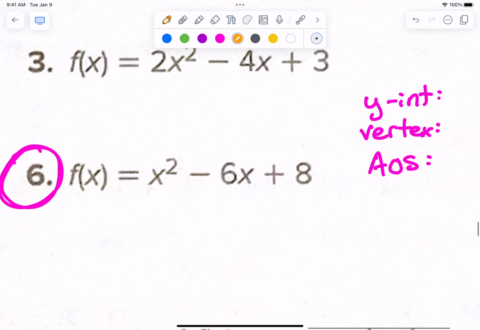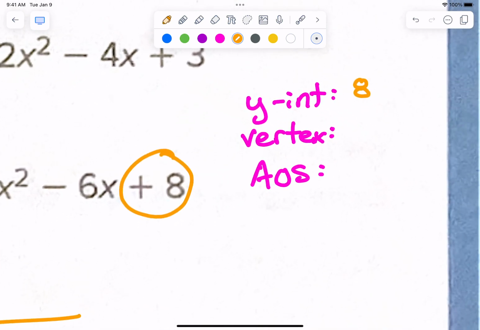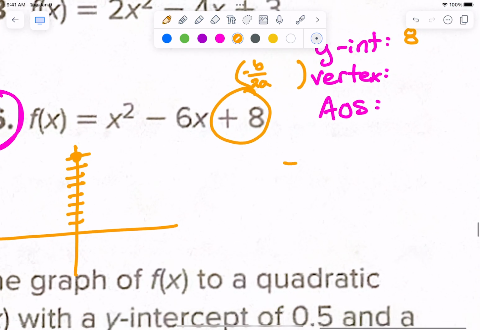The y-intercept for number 6 is 8. The y-intercept is always that last number. So I'm going to graph him. He is going to be 1, 2, 3, 4, 5, 6, 7, 8 on your graph. You're going to have to go a little bit higher. Put him up at the top. 8 is his y-intercept. The vertex: get used to remembering that formula. How do you find the vertex? Negative b over 2a. So, negative b, what is b?